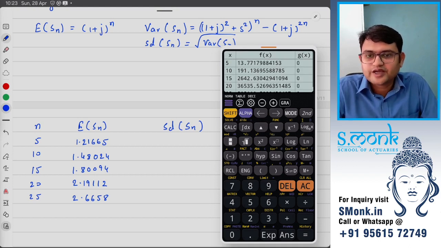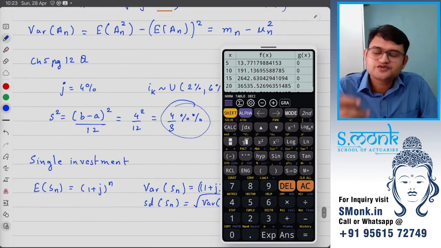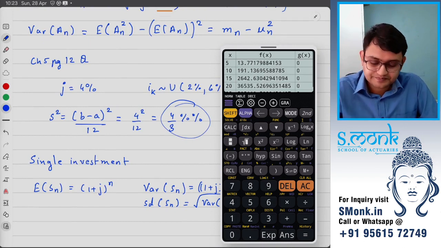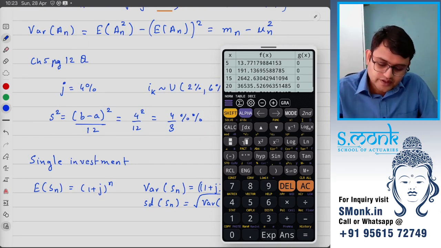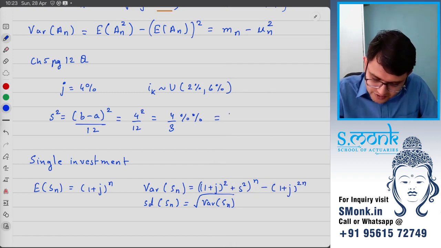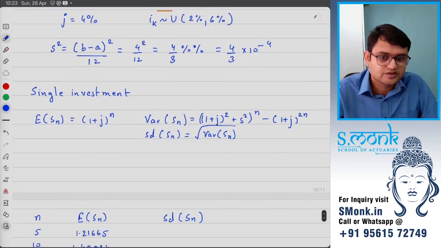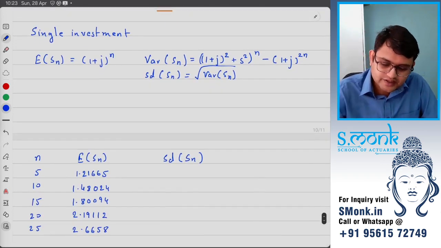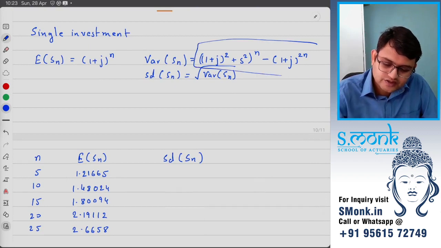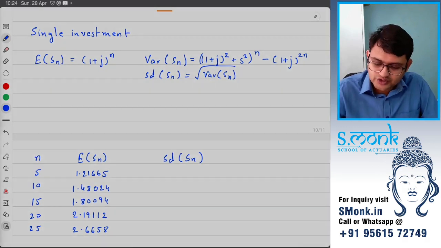I may have made a mistake. I'll check. Okay. Yeah, I made a mistake because S square is 4 by 3 percent. That just means it is 4 by 3 into 10 raised to minus 4. That's the mistake that I made. So what I have done here is I've used this equation and put that directly in the table mode. So I'll show again.